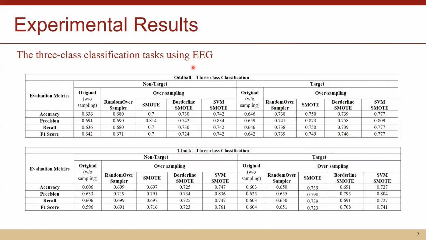And for the EEG dataset, we only consider three-class classification, and we also apply some oversampling techniques. This is the OPAL during the cognitive ability test, and this is the N-back during the memory ability test. We observe that the SVM model outperforms the others, at over 0.7 for all of the cases.